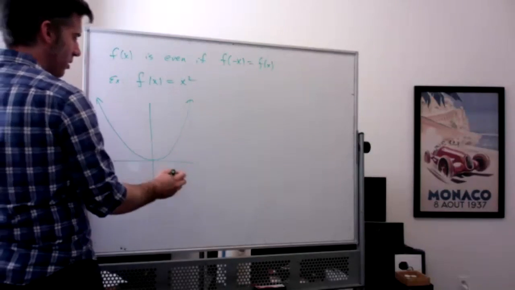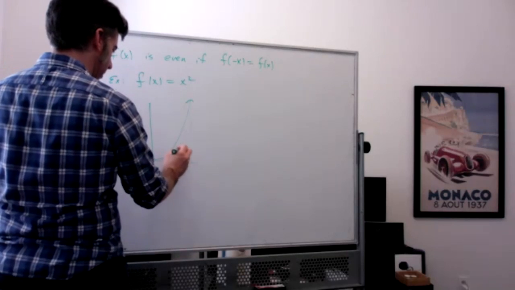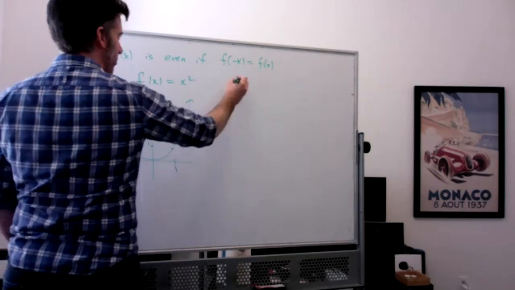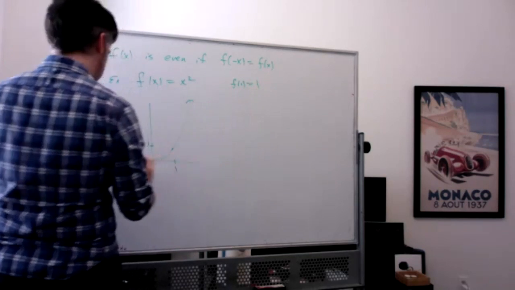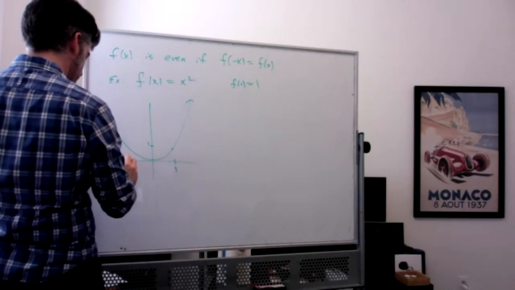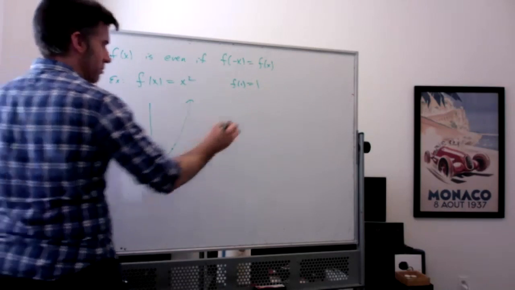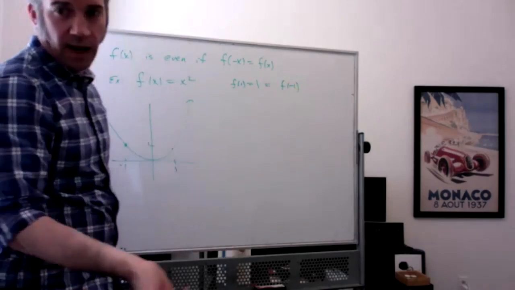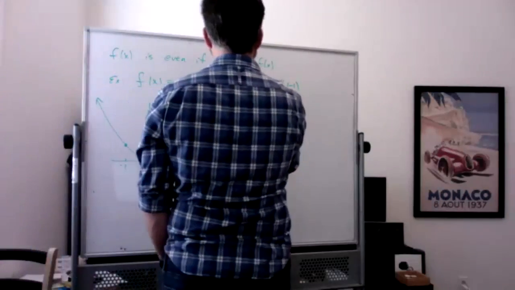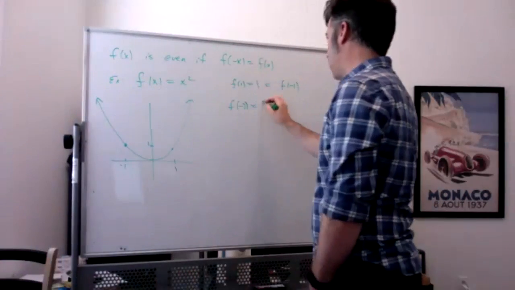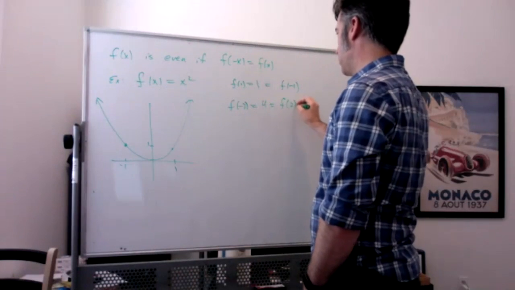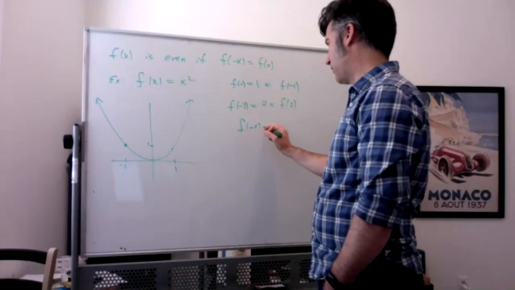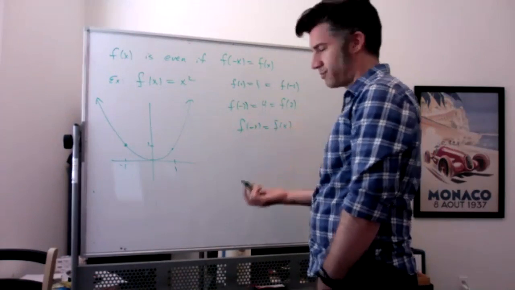You can see that no matter what x value you plug in, if you plug in, say, 1, you get 1. If you plug in negative 1, you also get 1. Well, that's true for anything. F of negative 2 is going to be equal to 4, which is equal to f of 2. And in this case, f of negative x is definitely equal to f of x.